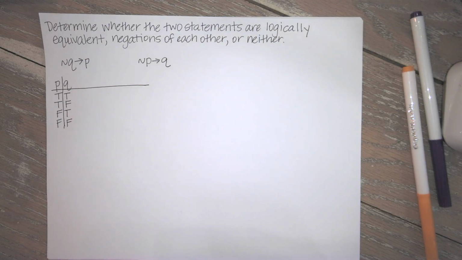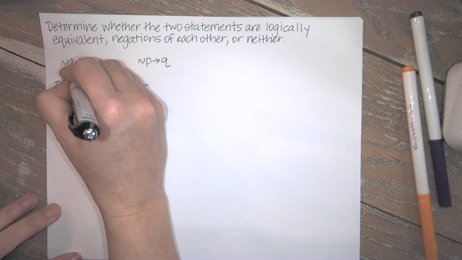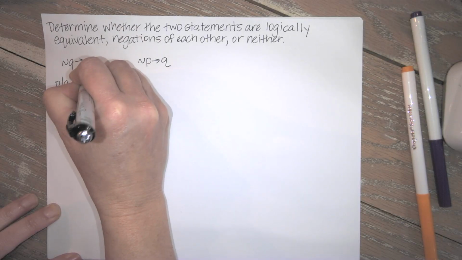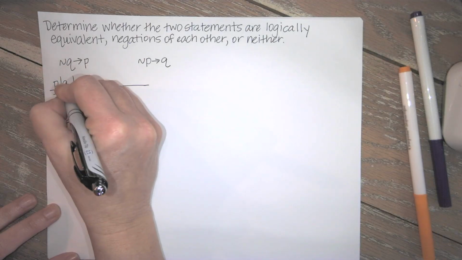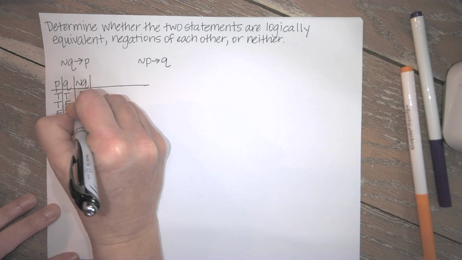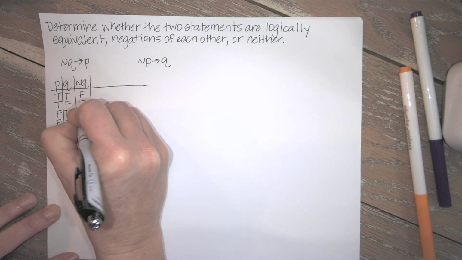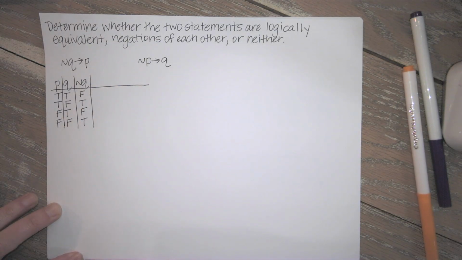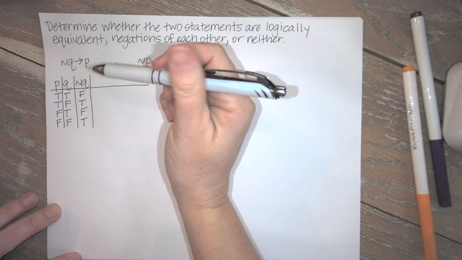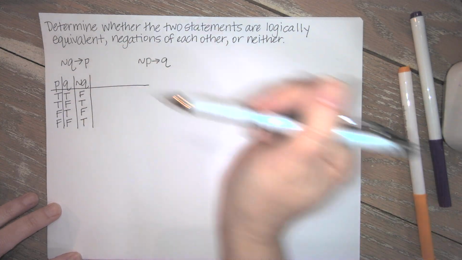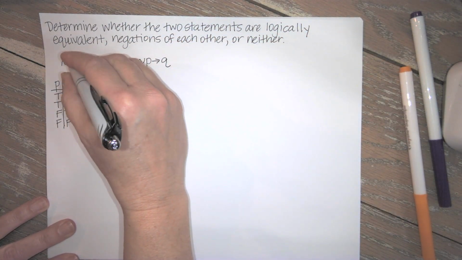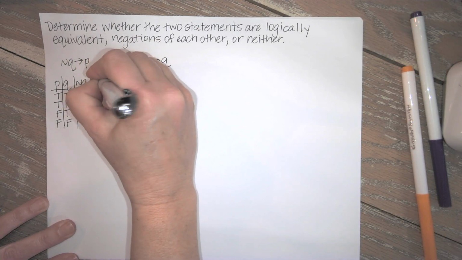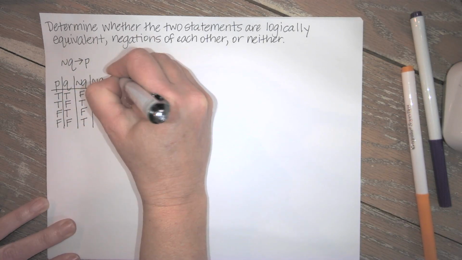All right, I'm just going to work on my first statement first. I see that I need a not Q. So let me go ahead and build a column for not Q. Not Q is the negation of Q, so we'll just change the truth values from the Q column to get false, true, false, true. That is all I'll need for that one. Now I can build the column for this statement: if not Q, then P.